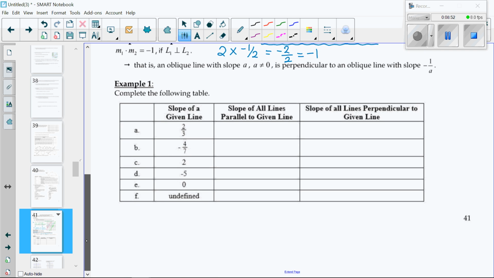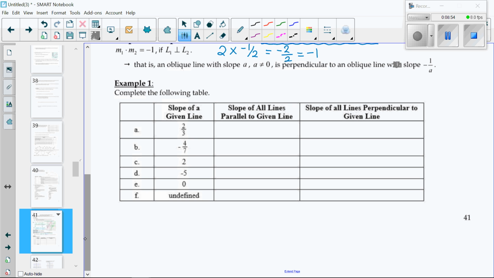All right. So example 1, complete the following table. Slope of a given line, 2 over 3. The slope of all lines parallel to the given line. So it doesn't matter where on the grid those lines are. If they have the same slope, 2 over 3, then the lines are parallel. If the lines are perpendicular, that means that the slope needs to be -3 over 2.